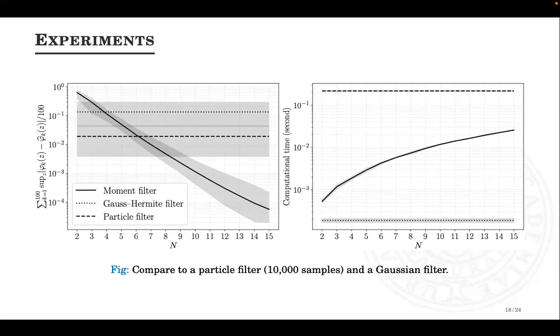Which one? The particle filter. It is still faster than the particle filter. So with the same accuracy, it's faster than the particle filter, essentially.